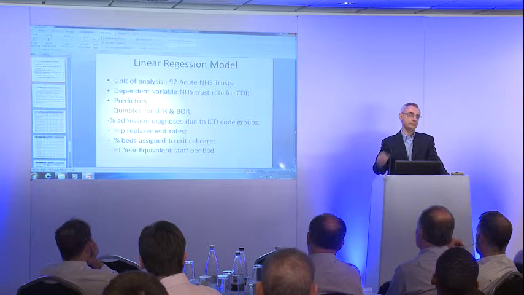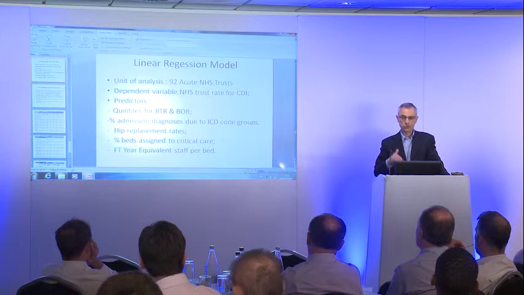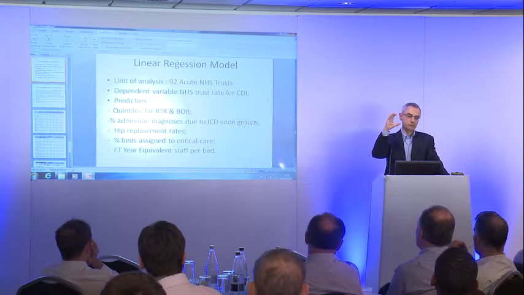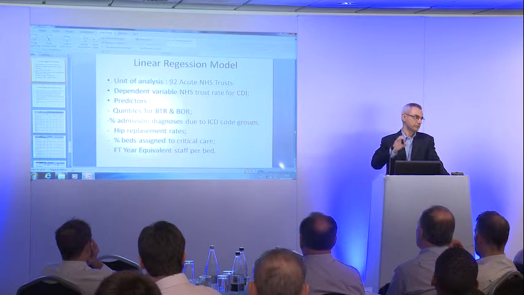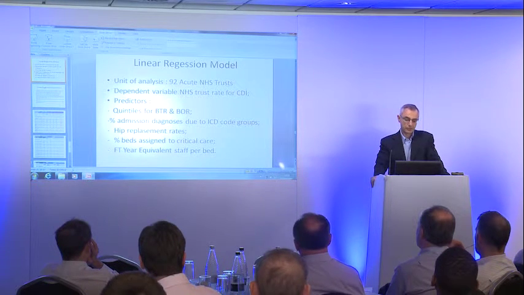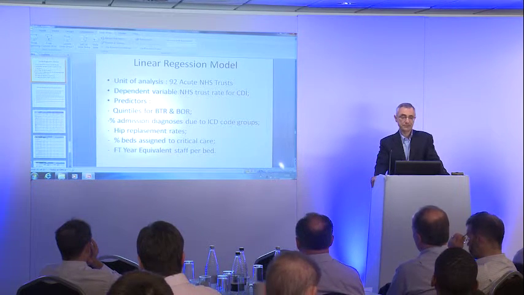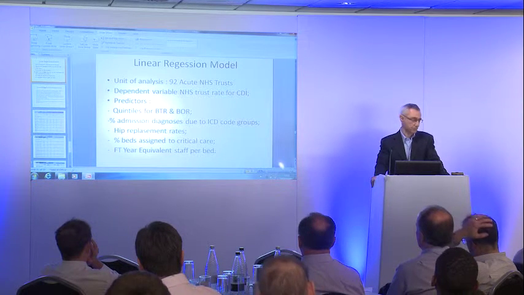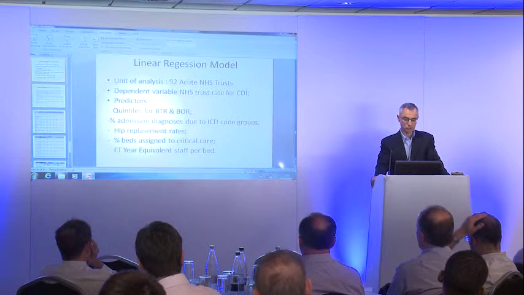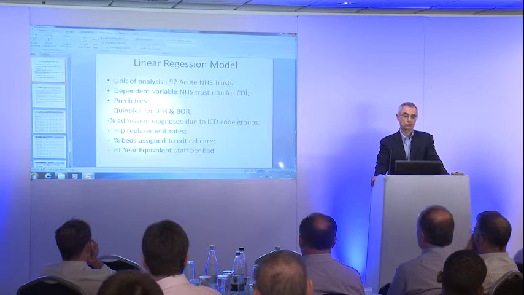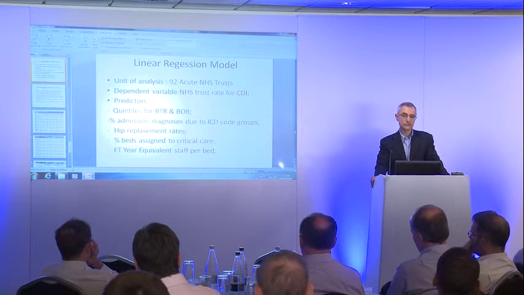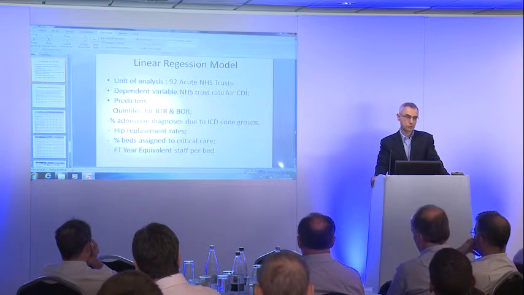In other words, in the percentile distribution of all the hospitals for bed occupancy and bed turnover, I selected the quintile as the cutoff point, so every 20th percentile. The percent of admissions according to diagnosis, by ICD-10 code groups, was also controlled as a confounder. The hip replacement rate of the hospital was controlled, the percentage of beds assigned to critical care was controlled, and also the full-time equivalent of staff per bed, because this is a proxy of workload.